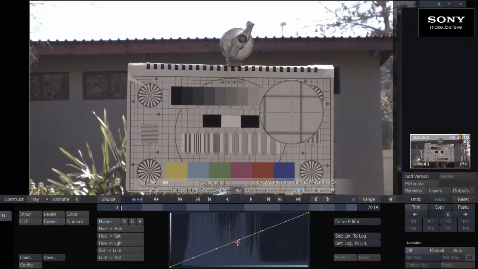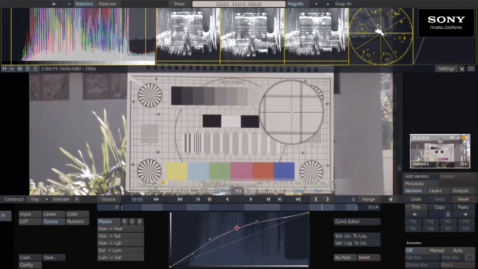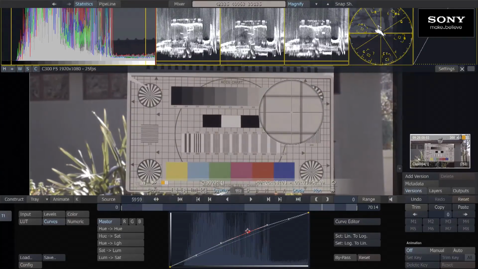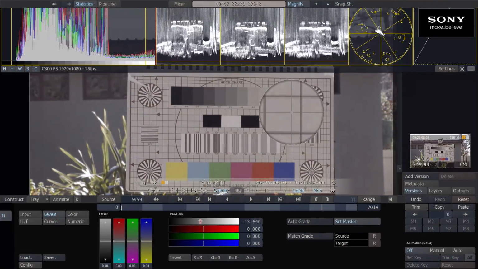If we go into the curves, bring my stats up, bottoming out, topping out, you can see that there's a lot of range to play with. If you look at my histogram, I have a good spread by pushing the gamma curve up. Once again, my pre-gain levels are the same.